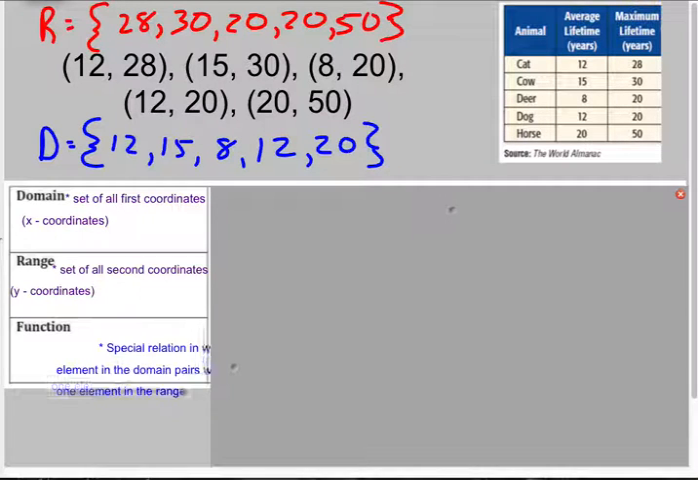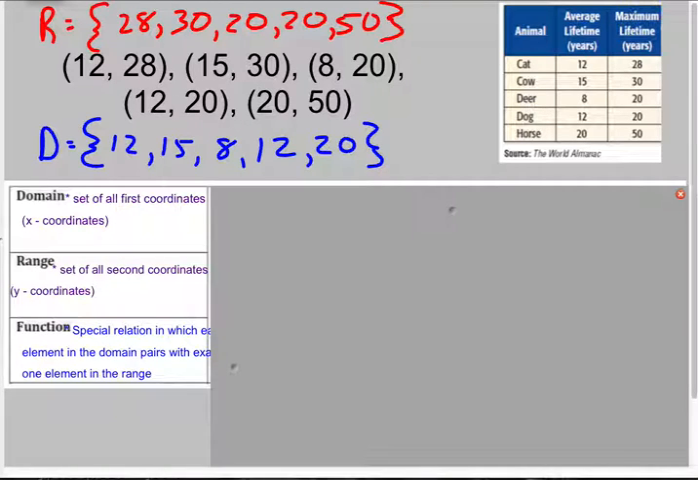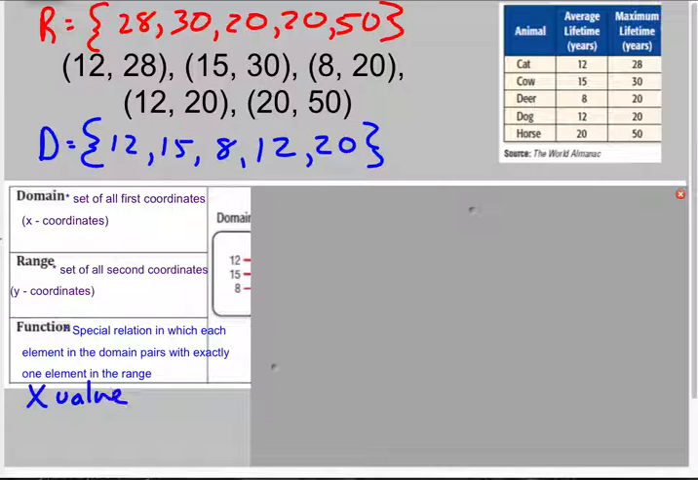Now a function is a special relation in which each element in the domain pairs with exactly one element in the range. In other words, it's one-to-one. A function basically is this, and it only works for domain, not range. X values, basically your domain values, do not repeat. X values do not repeat.